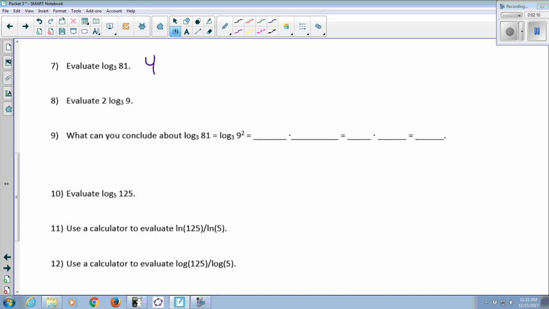2 times log base 3 of 9. Well, 2 times log base 3 of 9 is asking 3 to what power gives you 9? That's 2. So 2 times 2 is 4. So if you rewrite your 81 as 9 squared, log base 3 of 9 squared, that's equal to 2 times log base 3 of 9, which is 2 times 2, which is 4.